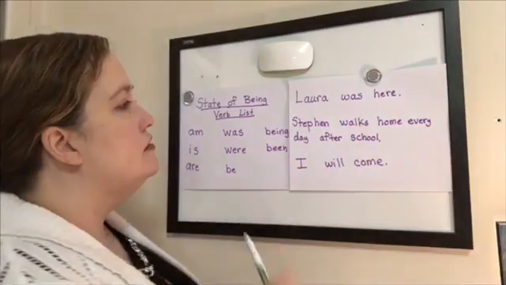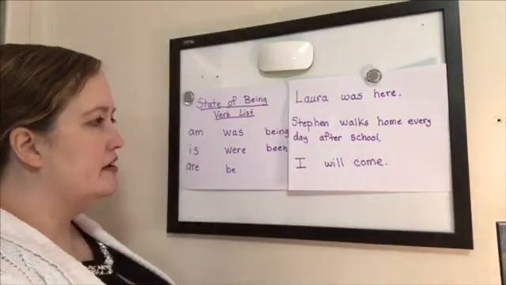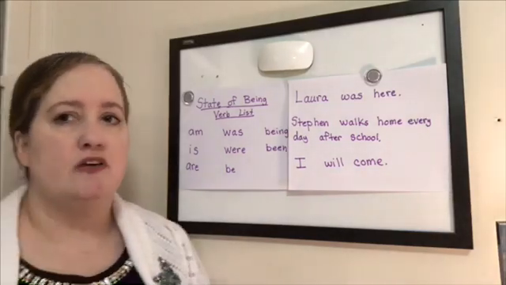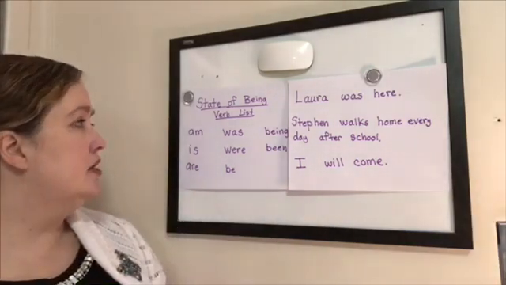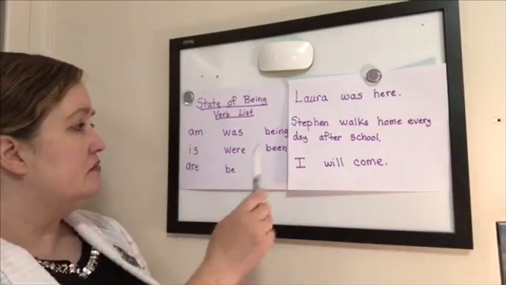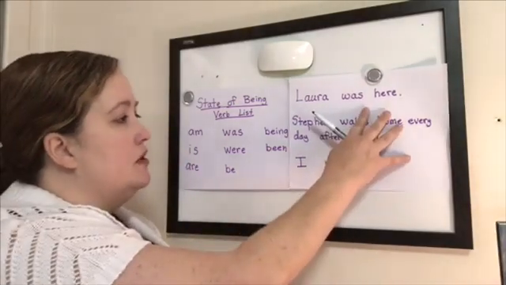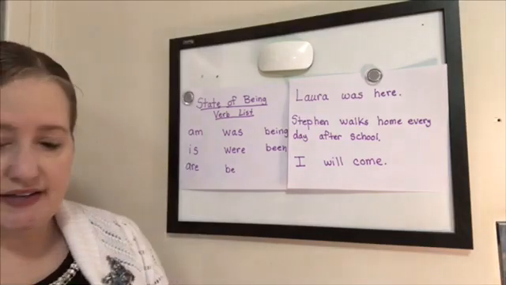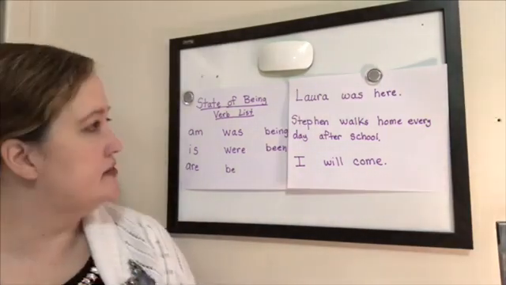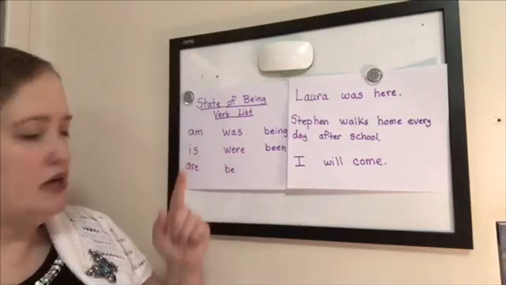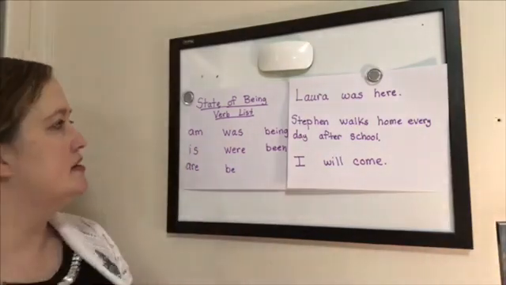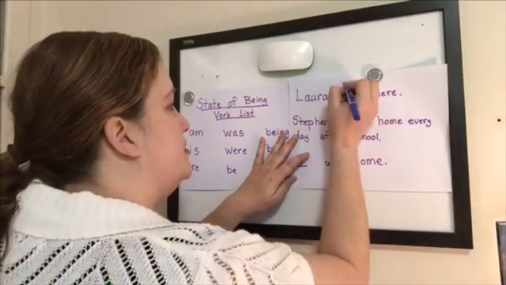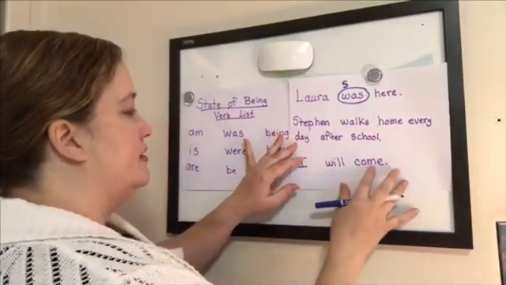There we go. Laura was here. Okay, is there an action word in that sentence? No, I do not see an action word. Is there a state of being verb in that sentence? Yes, and it is was, and was is on our list of state of being verbs. So I'm just going to write an S for state of being.